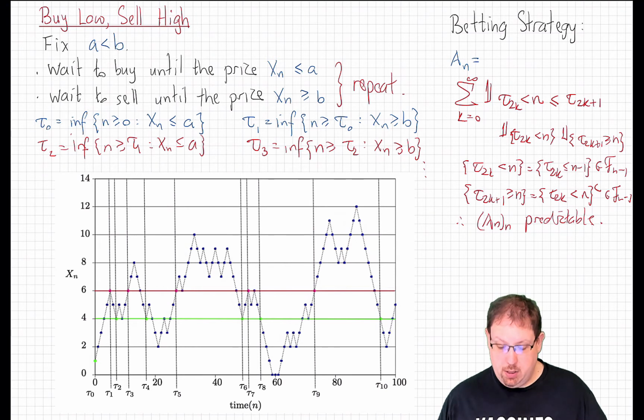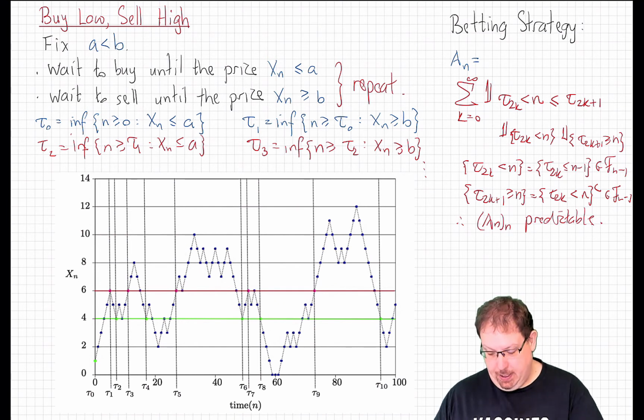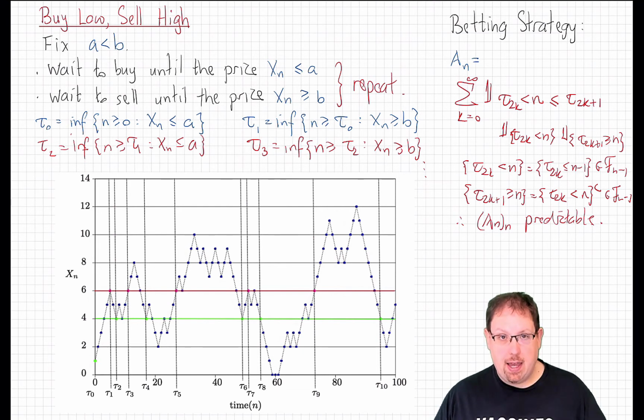And so that means we should expect our profit to be about 5 times 6 minus 4. Except that we paid a penalty because our last purchase here, when the price dropped down to A, never got recouped. By time 100, when we stopped, we never got back up to B, and so we just lost that amount of stock. So there's a penalty for not completing the last upcrossing. On the other hand, there was a bonus because at the beginning we started well below A down here, and so we have this extra profit.